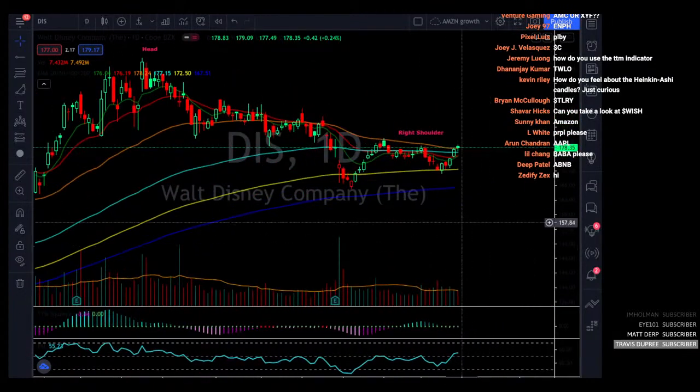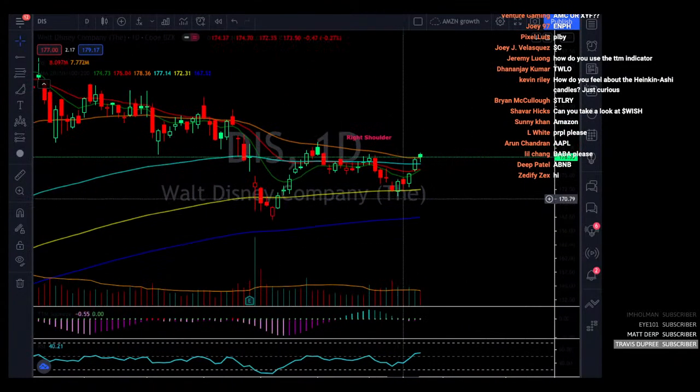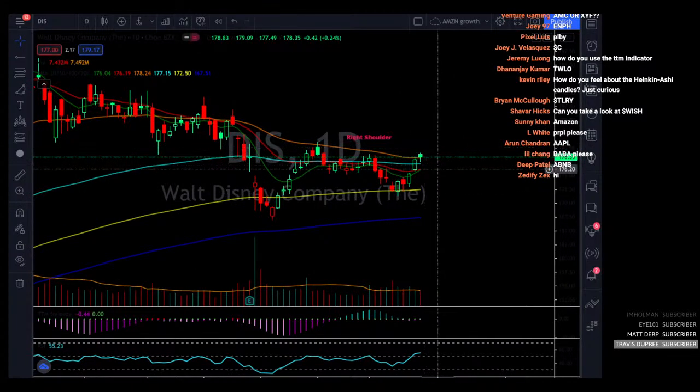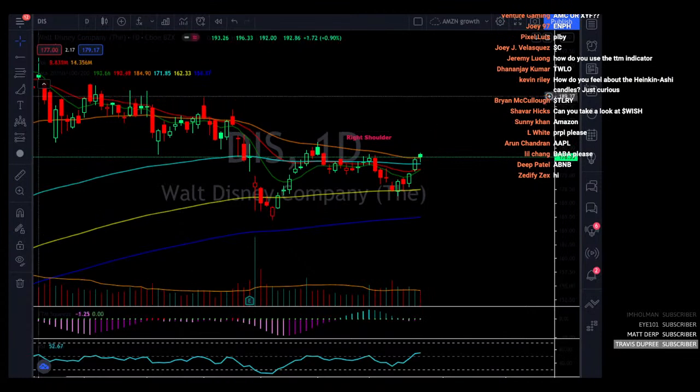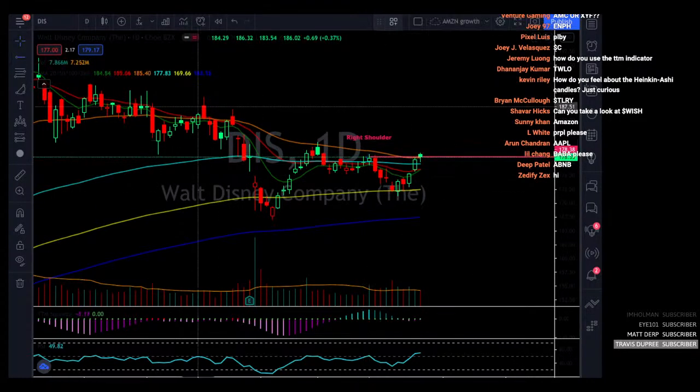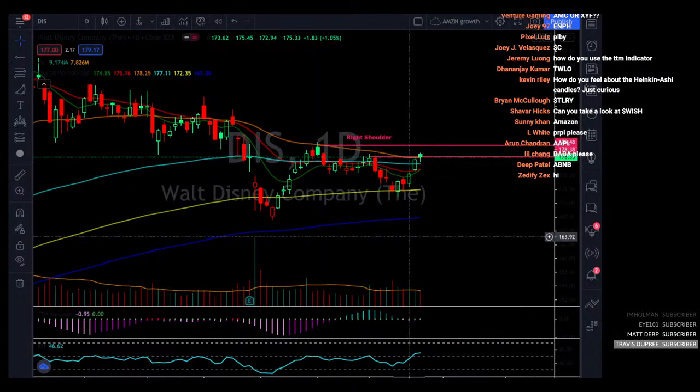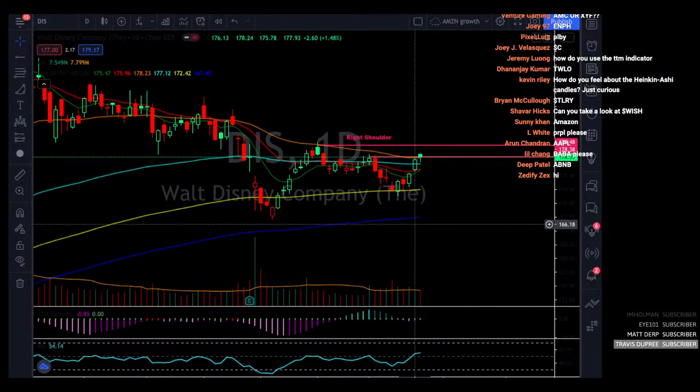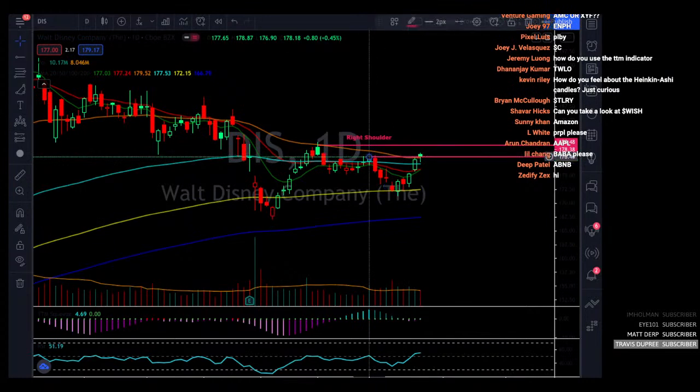But for Disney, it looks like we bounced right around this 170 range and, you know, continued to go up. It is currently at a level of resistance around this level over here, and also if it does manage to get past it, it is going to have to break 180. So I'm not really expecting Disney to break these two levels.